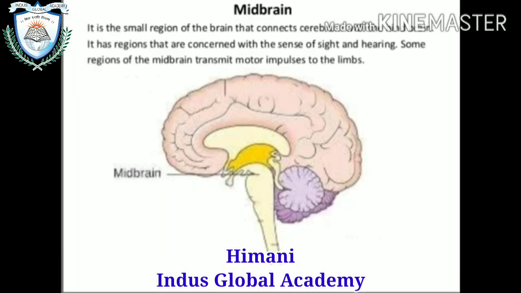After that, the midbrain. It is the smallest and central part of the brain, which connects the cerebrum with the hindbrain. It has regions that are concerned with the sense of sight and hearing. Some regions of the midbrain transmit motor impulses to the limbs. In the picture, you can see where the midbrain is situated.